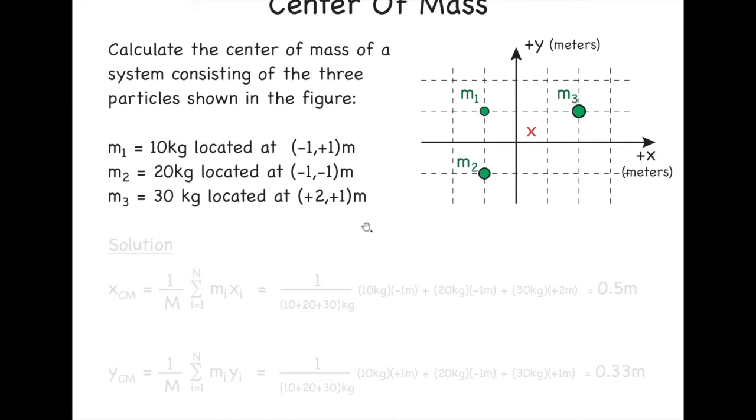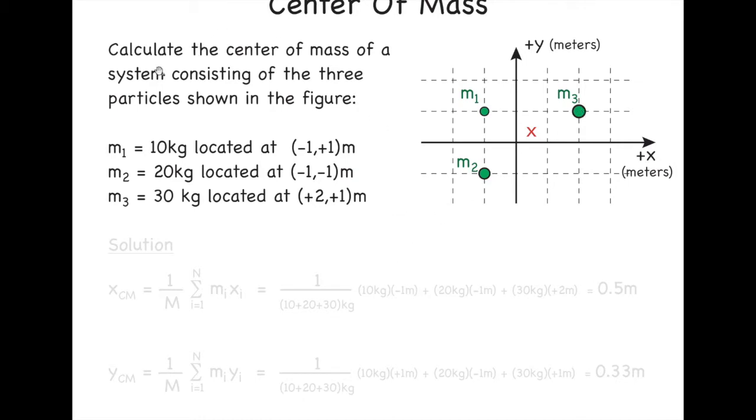Imagine a system that's a discrete system, not a continuous system yet. It consists of 3 different particles of 3 different masses, right? Mass 1 is located at (-1, +1). Mass 2 is located at (-1, -1). And mass 3 is located at coordinate (+2, +1). Mass 1 is 10 kilograms, mass 2 is 20 kilograms, and mass 3 is 30 kilograms.